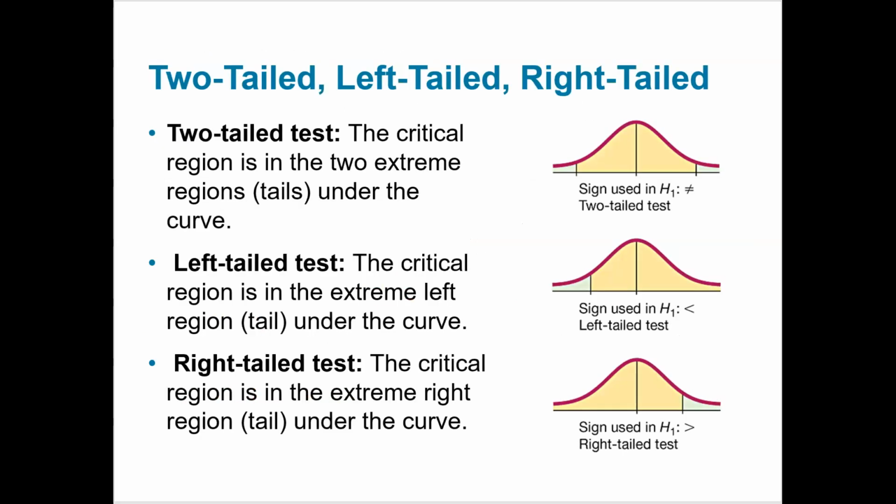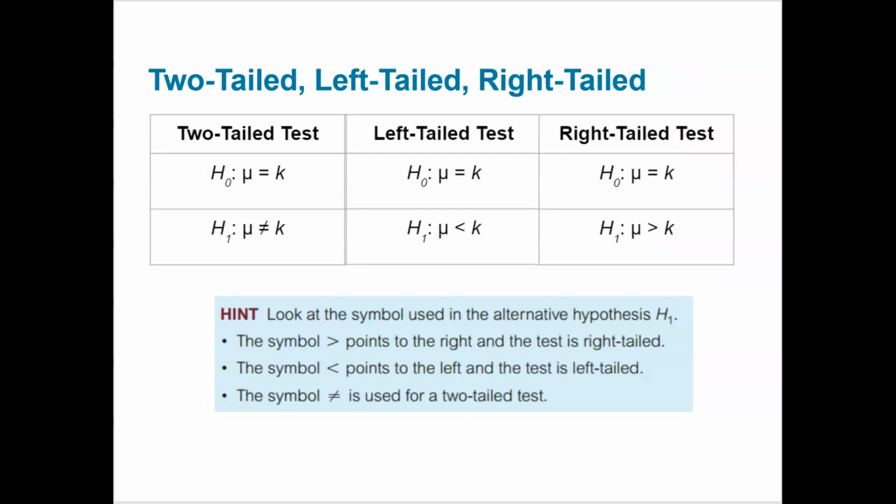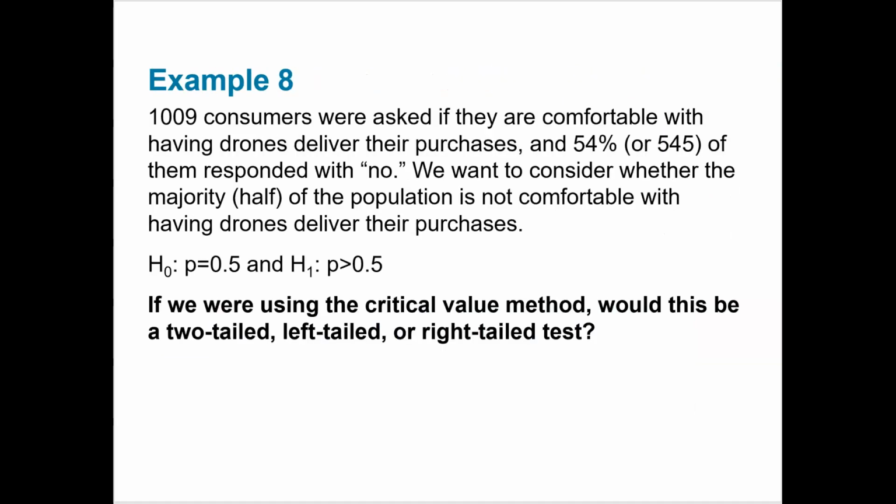But there are some good ways to think about left-tailed, right-tailed, and two-tailed. So two-tailed is when we've got a not equal to. Left-tailed, you can look at the way that the symbol is pointing. That's a left-tailed. A right-tailed is going to be a greater than. Here's another graphic if that's helpful for you. So if we were using the critical value method on the same example we've seen multiple times, would this be a two-tailed, left-tailed, or right-tailed? So we would look at the symbol of our alternative hypothesis, and it is a greater than symbol, and it's pointing in that way, so this would be a right-tailed test.